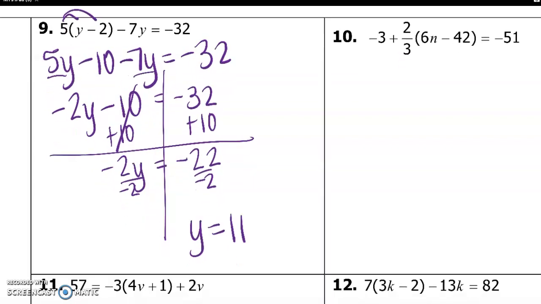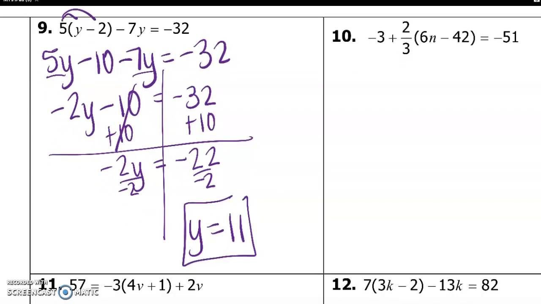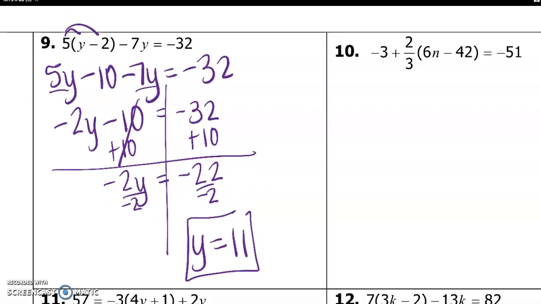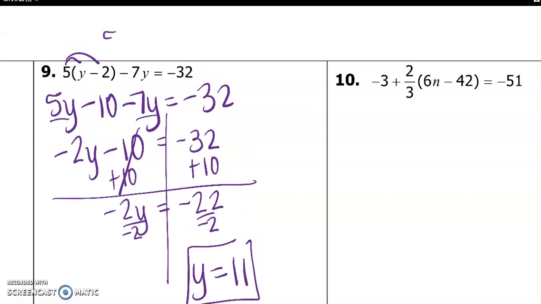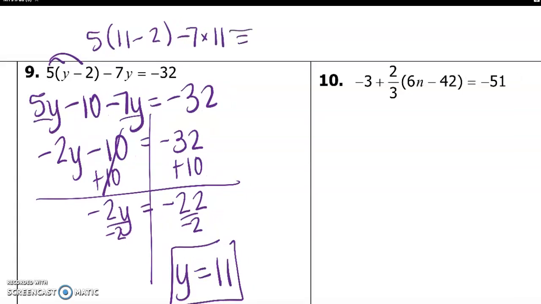So when you check your answer in your calculator, again, you type it in just how it says, only you put in an 11. So you would do 5 parenthesis 11 minus 2 parenthesis minus 7 times 11. Hit your equals or your enter key, and it should give you negative 32. So type it in just like it shows to make sure you get the correct answer.